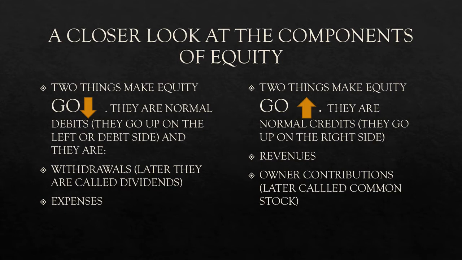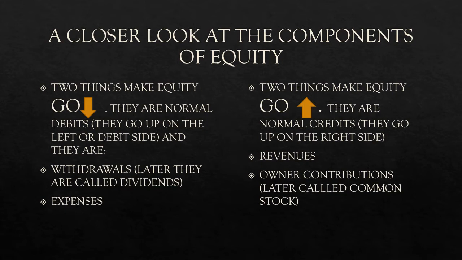On the other side, we have 2 things that make equity go up. And again, I've put that on the right-hand side here so that you can see that equity goes up on the right and down on the left. The ones that make equity go up are revenues. Those are the things that we're in business to do. If I'm an accountant and I sell accounting services, that's my revenue stream. If I'm a roofer and I sell roofing services, that's my revenue stream. If I'm a merchandiser and sell merchandise, that's my revenue stream. And companies will typically have many, many of these revenue streams.